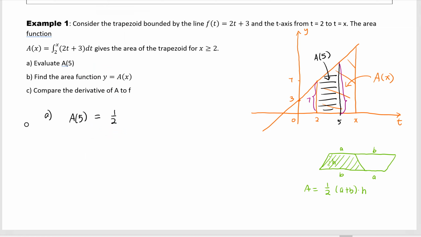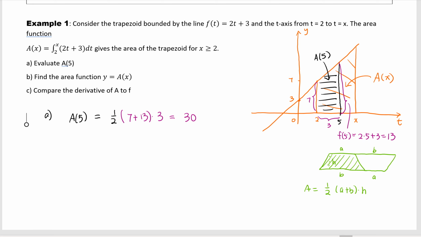Well, we plug 5 into the function. So f of 5 is 2 times 5 plus 3, which is 13. So 1/2 times (A is 7, B is 13) times height. My height is, what's the difference between 5 and 2? That's 3, right? So 7 plus 13 is 20. 20 divided by 2 is 10, so that's 30. 30 is A of 5. Okay? So that's part A.